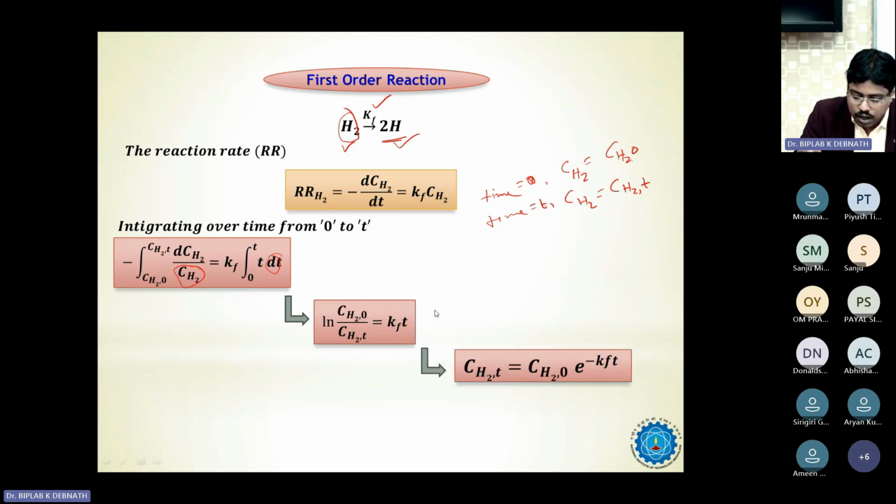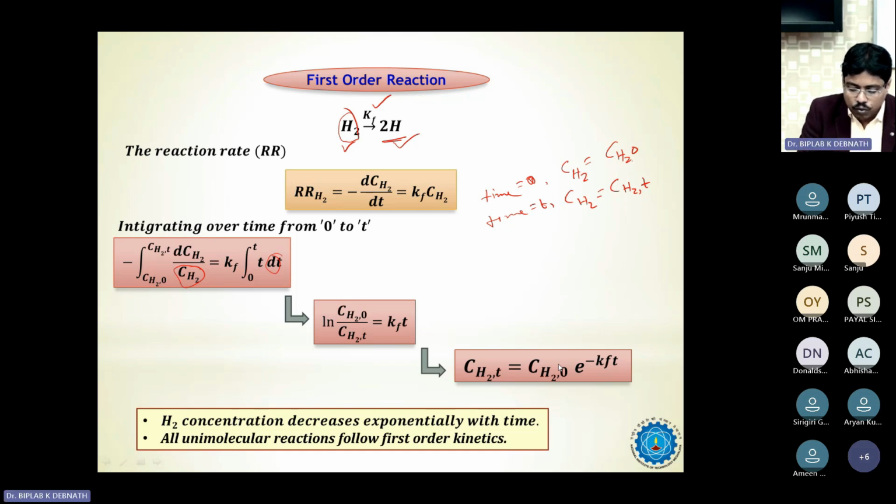From here we can write CH2t, the concentration of hydrogen after a time t, should be equal to CH2 naught, the initial concentration, times exponential of minus kft. In that way we can find the concentration of hydrogen. Here you see hydrogen concentration decreases exponentially with time. All unimolecular reactions follow first order kinetics.